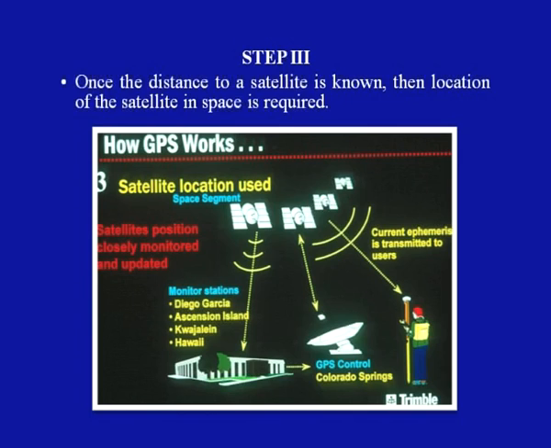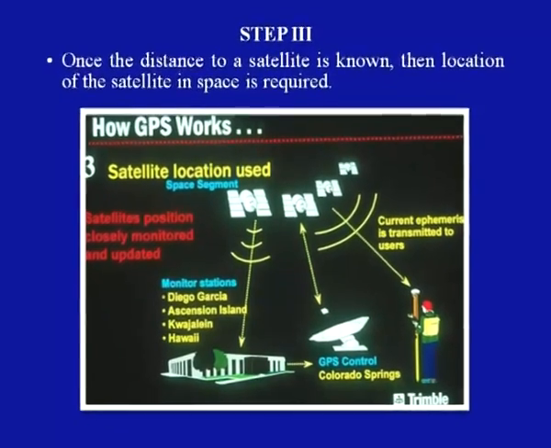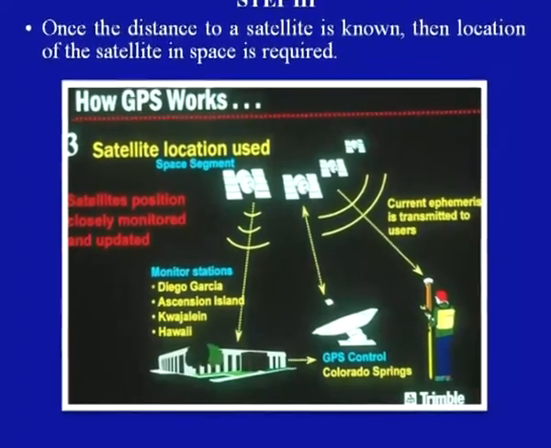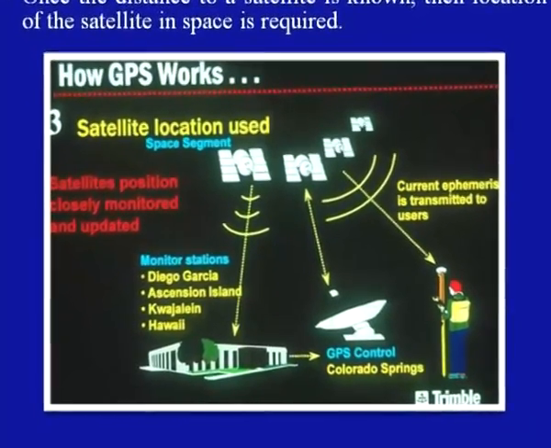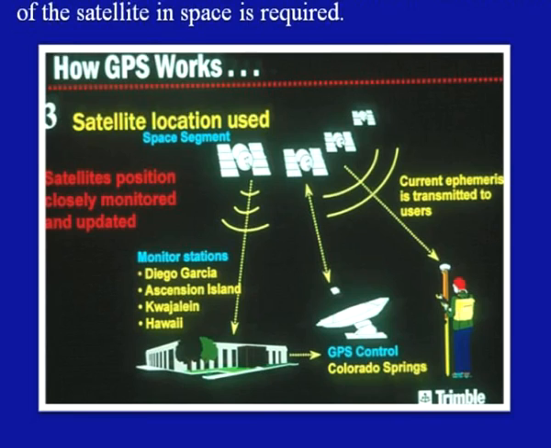The third step is that once the distance of the satellite is known, then the location of the satellite in space is required. This information is provided by the master control station, which provides accurate information regarding the position of the satellite at the time of observation. Here we can see that from the master control station, the satellite is receiving its exact position, and based on this, it is transmitting the same to the user, so that the exact positions of the satellites are known and can be used for subsequent computations.